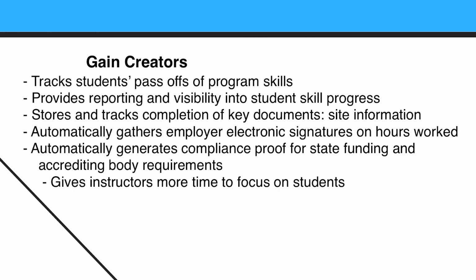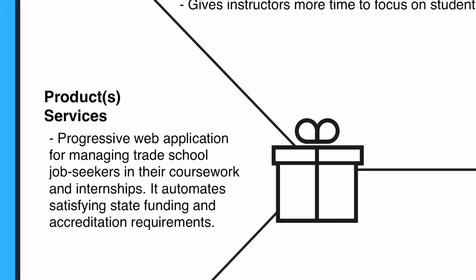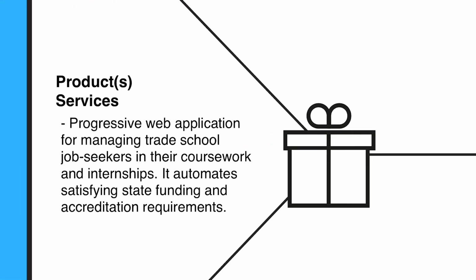All right, so our product or service is a progressive web application for managing trade school job seekers in their coursework and internships. It automates satisfying state funding and accreditation requirements. So there you go, a quick cleanup of the value proposition canvas.